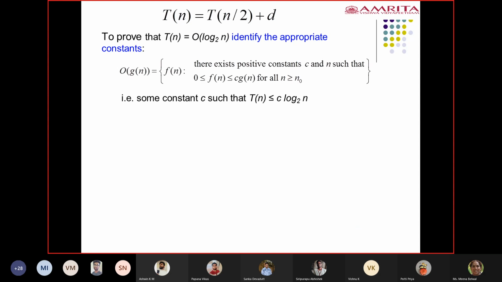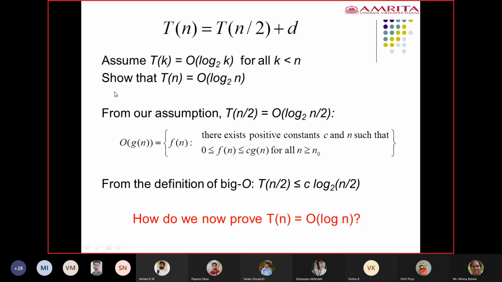Now to prove that Tn is equal to O log n, we need to identify the appropriate constant. Some constant C such that Tn is less than or equal to C log n. From this equation, by our assumption, we are getting Tn by 2 is less than or equal to C log n by 2.